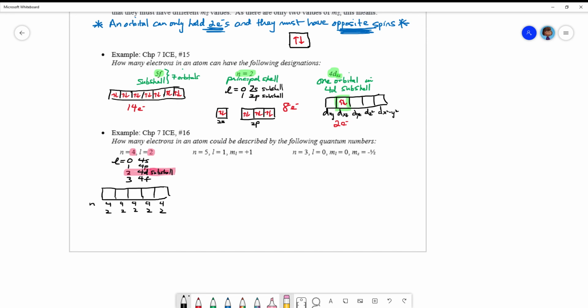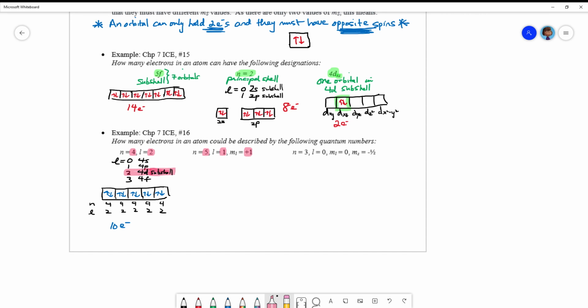So that's their n value and their l value. And how many electrons can be described in this manner? Well, 10: 1, 2, 3, 4, 5, 6, 7, 8, 9, 10 electrons have the quantum numbers n equals 4 and l equals 2. Now in the next example, we have n equals 5, l equals 1, and m sub l equals positive 1.